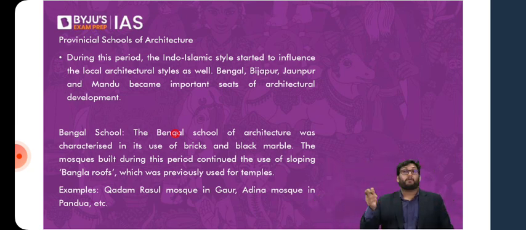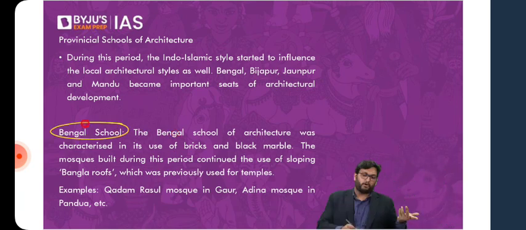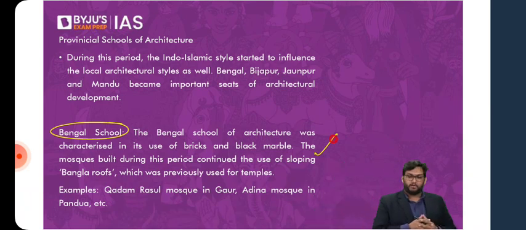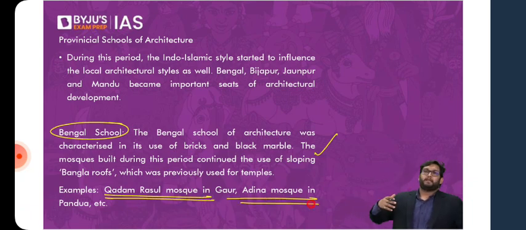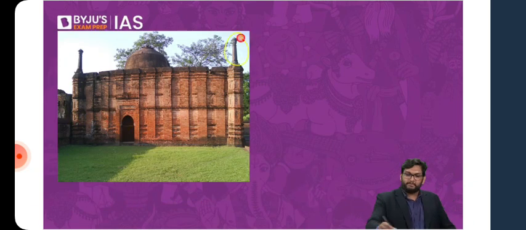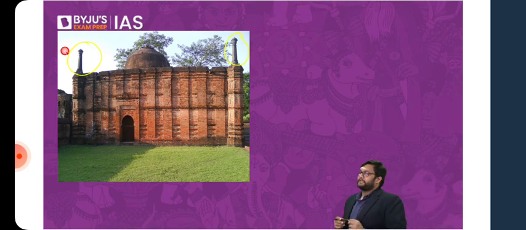Now, in Bengal, we already know that the sloping Bengali roof was there. The Pala and the Sena architecture came through. But during the Mughal and post-Mughal period, at the Kadam Rasul Mosque and the Adina Mosque, you will see that the Mughal influences started to come through. So can anybody tell me what this is? Come on, quickly. What is this? Very good. This is an arch. So you see, Mughal arches have reached till Bengal.